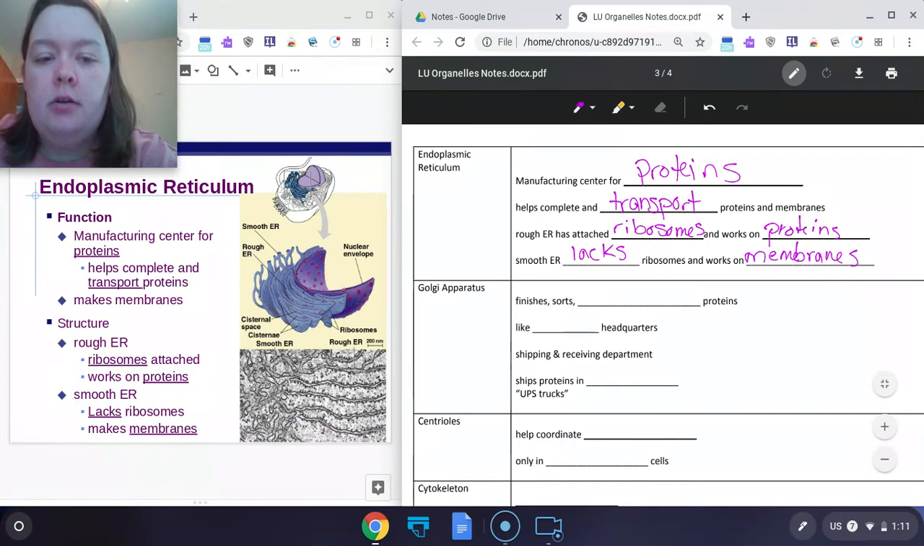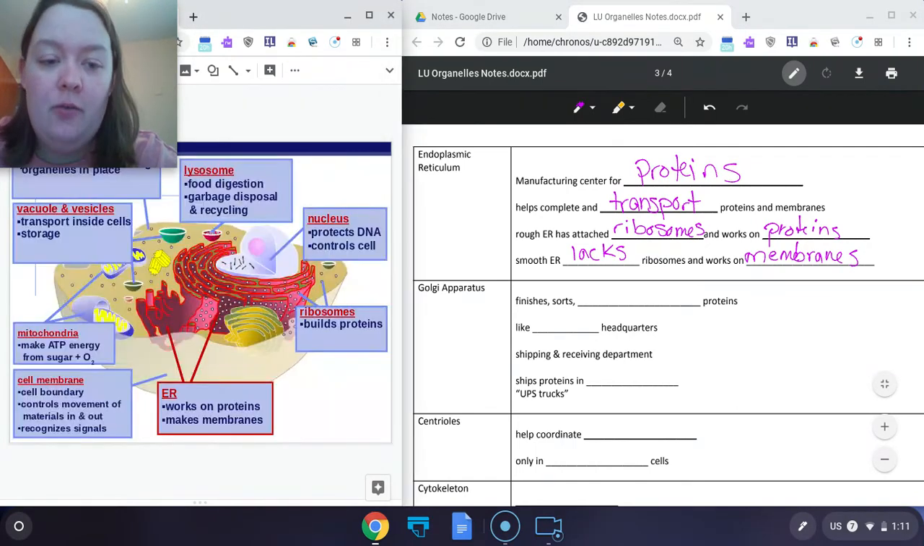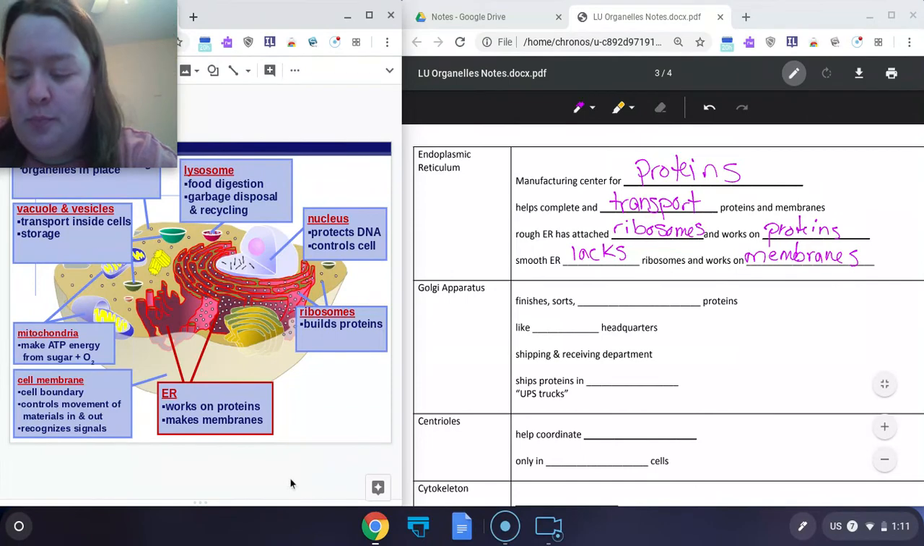So the ER, typically in a cell, the ER surrounds the nucleus. The rough ER has ribosomes on it. Its job is to help with proteins. Smooth ER has no ribosomes on it, and it helps make membranes.